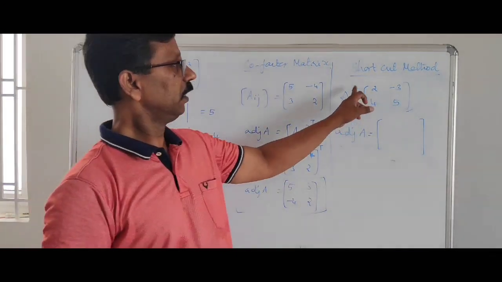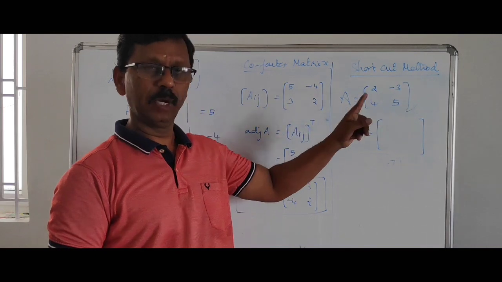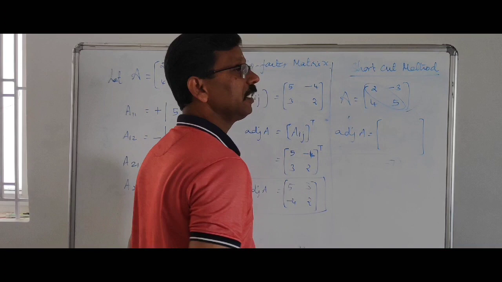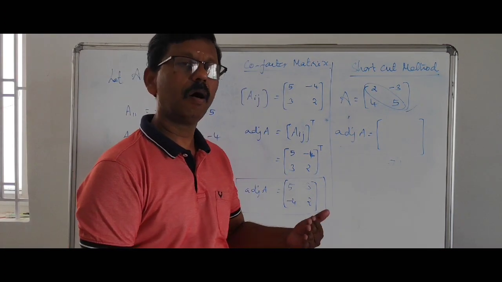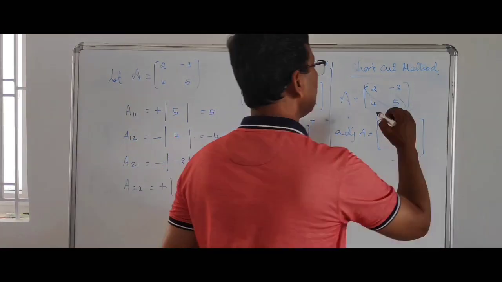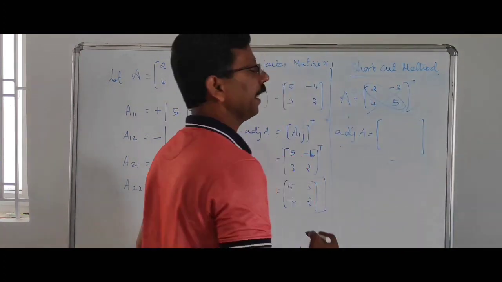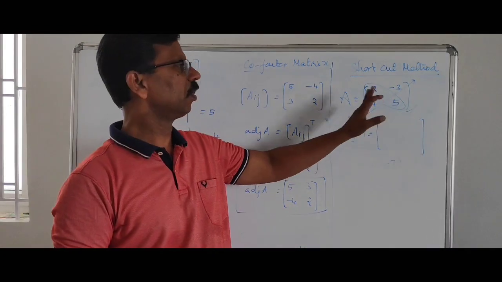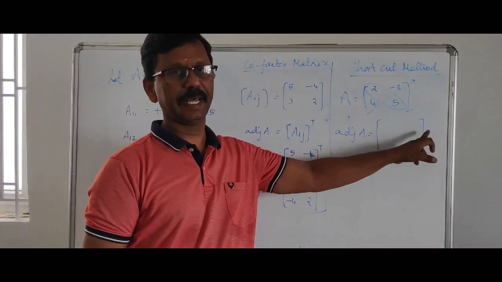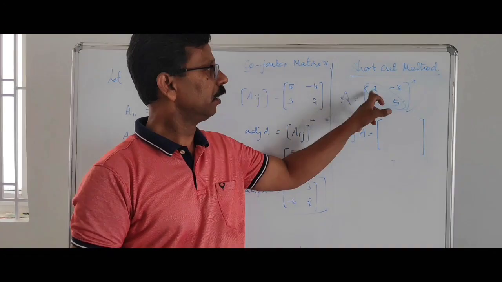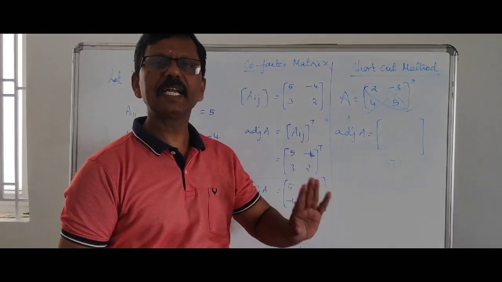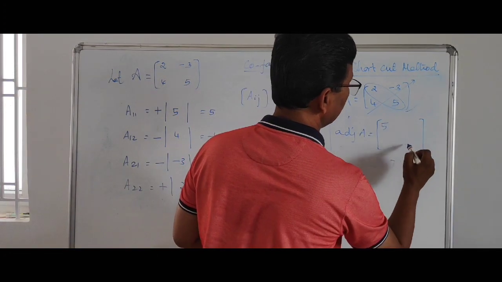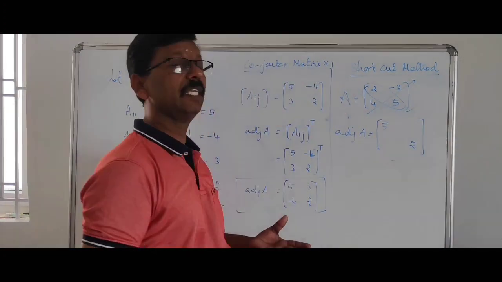Now, in this square matrix, we have two diagonals. The first diagonal is this. This is called the principal diagonal or leading diagonal. The other diagonal is called the anti-diagonal. First, you have to concentrate on this principal diagonal. What are the elements in the principal diagonal? 2 and 5. Just interchange these two elements. You can take here 5 and here 2. Now we have interchanged the leading diagonal elements.